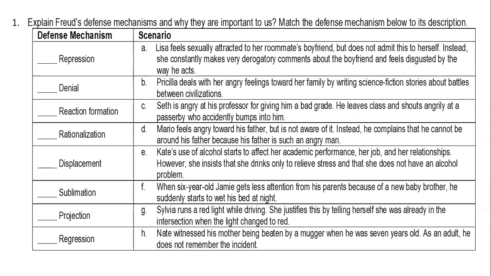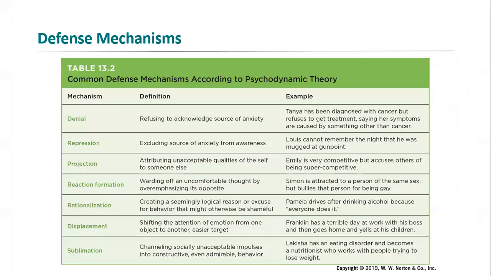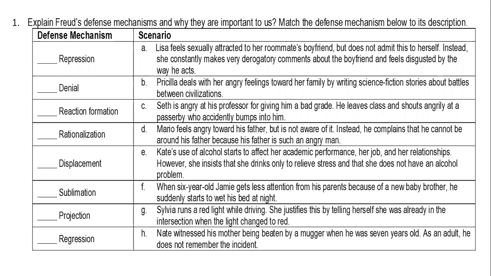F. When 6-year-old Jamie gets less attention from his parents because of a new baby brother, he suddenly starts to wet the bed again. And yes, the correct answer is regression. We did not talk about it in this one, but it is a form of defense mechanisms that we talk about in other classes.